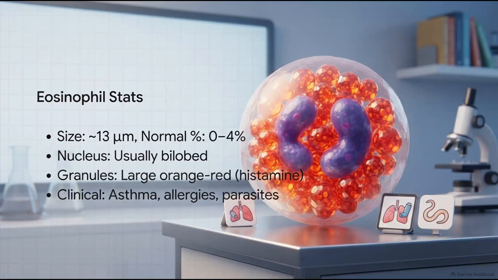Pivoting away from neutrophils, let's talk about the eosinophil. It sits at about 13 micrometers and makes up 0 to 4% of normal blood. They typically have a bilobed nucleus, but honestly, you'll identify them by their striking, large, orange-red secondary granules. Crucially, these granules contain major basic protein that binds acid-aniline dyes, plus histamine, but 0 lysosomes. You'll see these numbers spike during type 1 hypersensitivities, think asthma, hay fever, allergies, as well as in parasitic infections, scarlet fever, post-splenectomy, and CML.